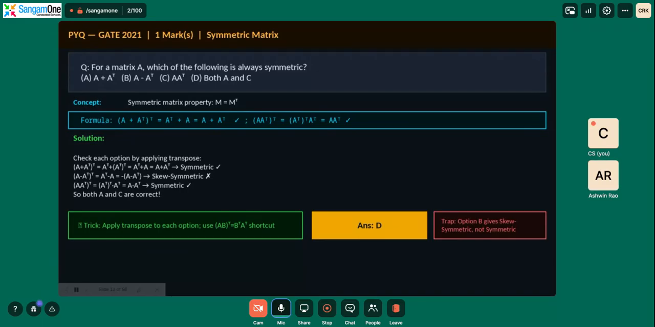This transpose involves symmetric, then this involves skew symmetric, then the transpose of the transpose of A is A, and A into A transpose, which is symmetric. So both A and C are correct. Like this question they ask, that's why you have to check every option in GATE and also apply some formulas and shortcuts to save your precious time. Apply this transpose, use this as a shortcut. Please note it down.